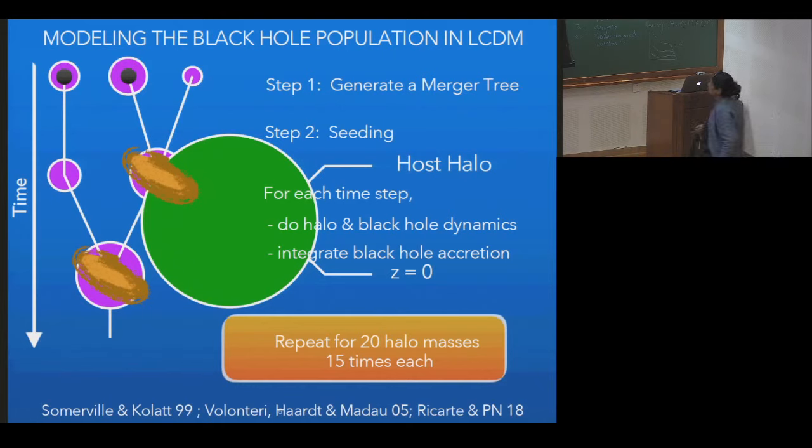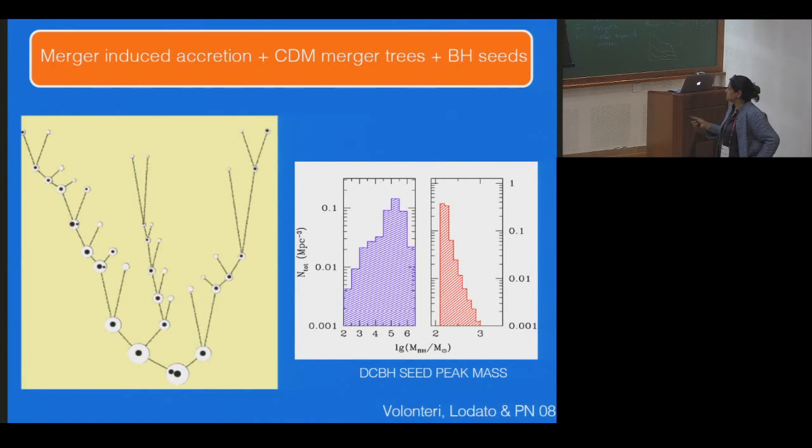You start with a dark matter merger tree, and then you seed with either a massive seed or a light seed. Then for each time step, you grow the hole with accretion, using different models for accretion. And then it's a question of bookkeeping all these various sources at various redshifts. This is sort of a schematic.